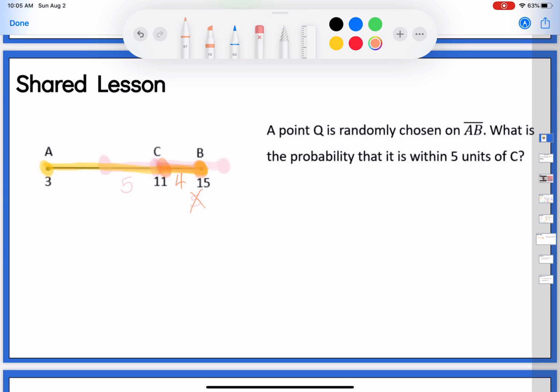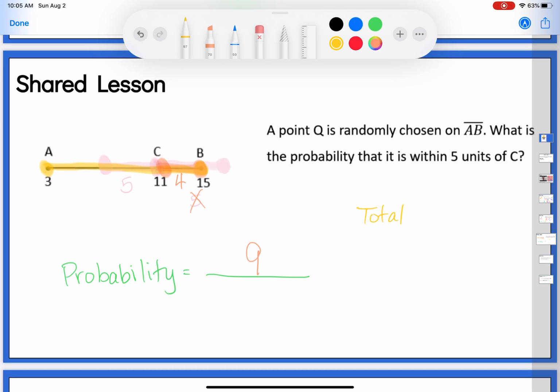Okay, so if I'm setting up my probability here, the amount of good options that I have, I don't have the full 5 in both directions. I have 5 to the left and I have 4 to the right. So the total length there is actually 9, right? Not 10, because I can't go all the 5 all the way to the right. So the total good length for options is 9, but what is the total length of segment AB? Because that's my total possibility, right?